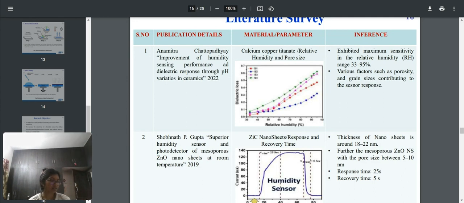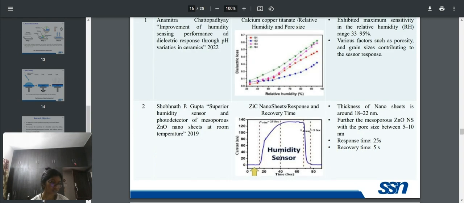The next paper studies the application of mixed metal oxide composites in humidity sensing. They have used zinc oxide nanosheets. They have aimed at minimizing the response time and the recovery time. In our case, the response time is going to be less than 20 seconds and the recovery time 2 seconds. But the response time in their case is 25 seconds and the recovery time is 5 seconds.